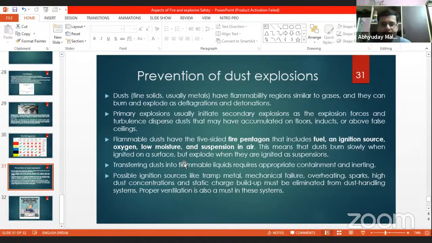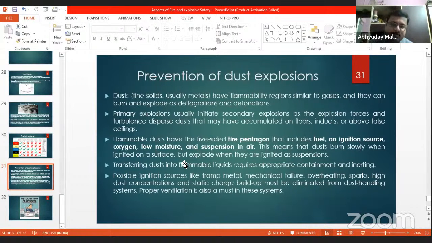But in case of a dust explosion, these primary explosions will initiate secondary explosions. How? Because the force or the turbulence from the primary explosion will disperse any dust that may have accumulated on the floors, inside ducts or pipelines, or above ceilings, etc. Those dusts will also be dispersed by the turbulence caused by the primary explosion, and they will in turn undergo explosion. So the explosion spreads rapidly, and this creates its danger.